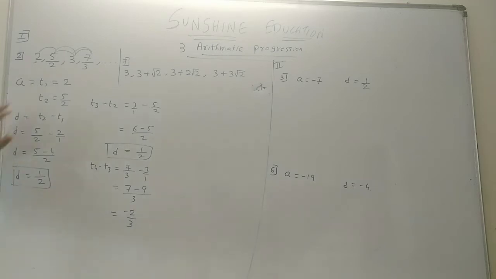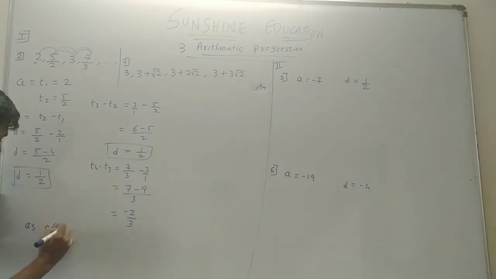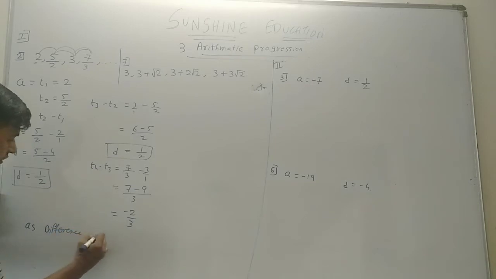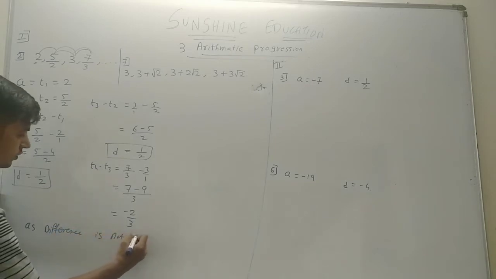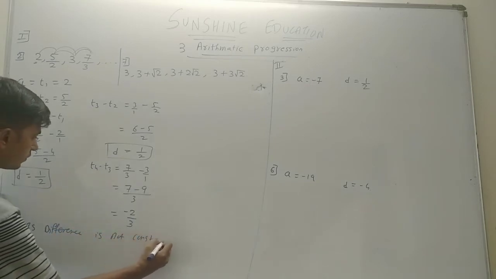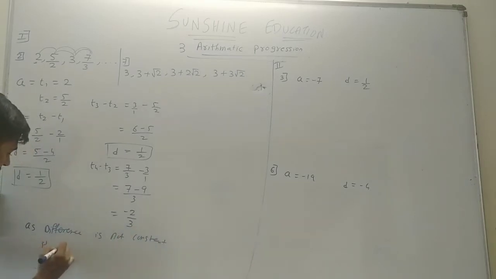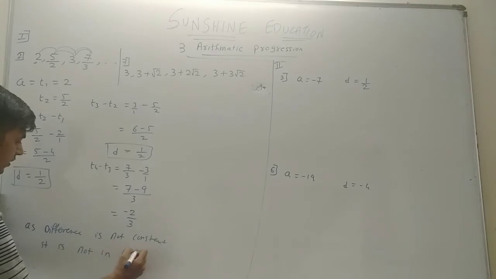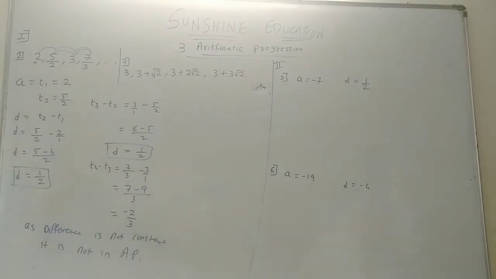T4 minus T3. T4 is 7 upon 3 minus 3. 3 3s are 9. Yes. So the difference is not constant. Therefore, we can say as the difference is not constant, it is not in arithmetic progression. Okay, as the difference is not constant, it is not in arithmetic progression.